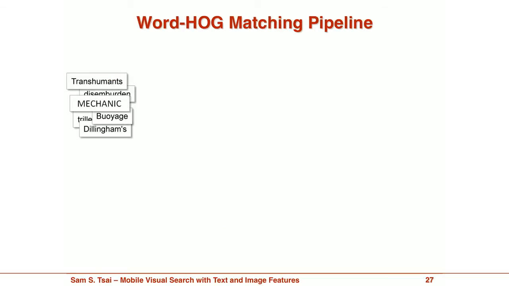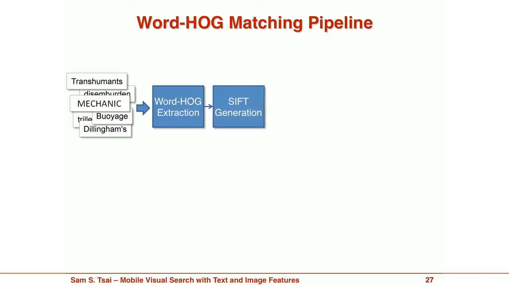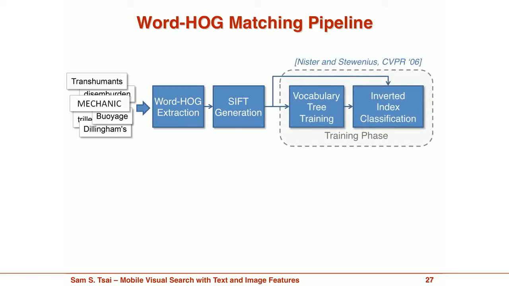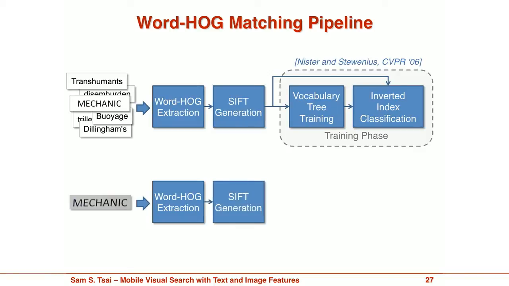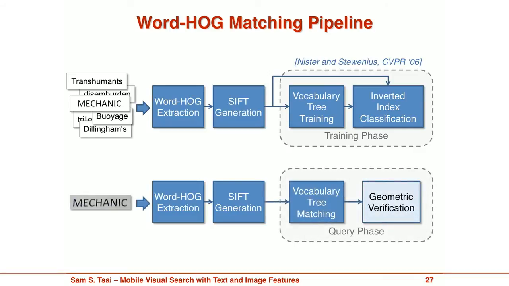Now, how do we do WordHOG matching? Given a set of WordHOG images, we first perform WordHOG extraction. Using these WordHOGs, we generate the SIFT descriptors. And using the SIFT descriptors, we train a vocabulary tree-based matching pipeline. In the pipeline, each WordHOG would correspond to one database entry. Thus, given a query image, we would extract the WordHOGs, generate the SIFT descriptors, and use the descriptors to perform vocabulary tree-based matching.